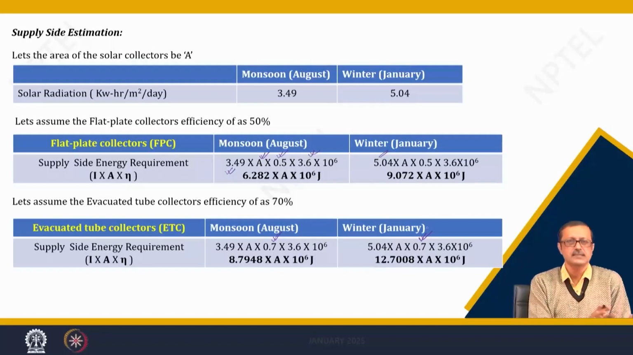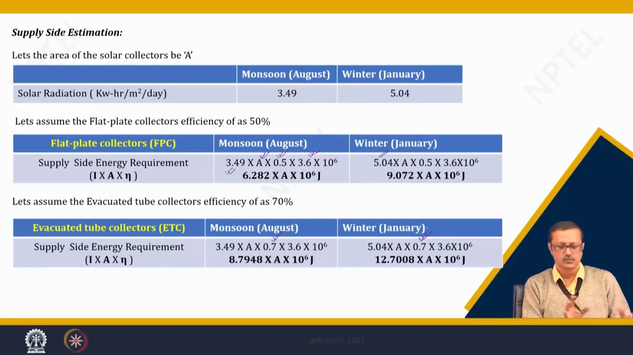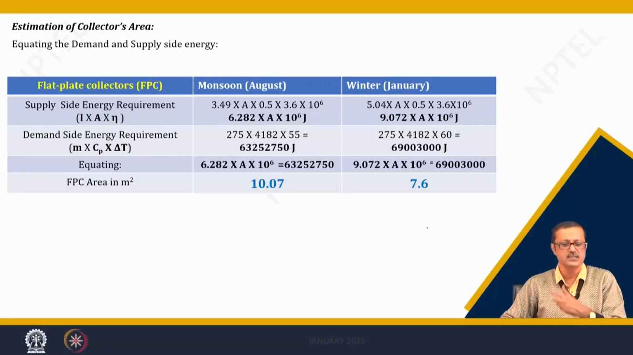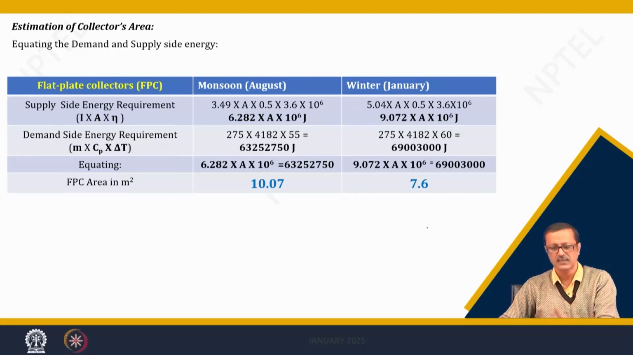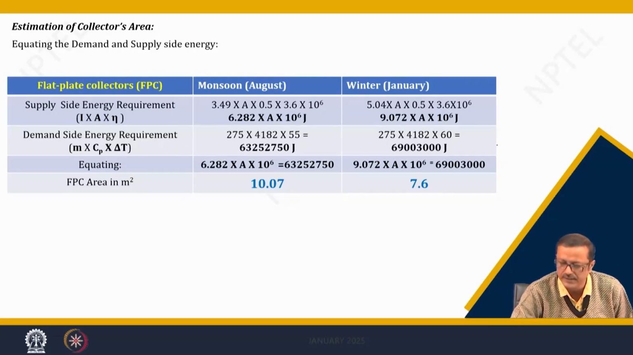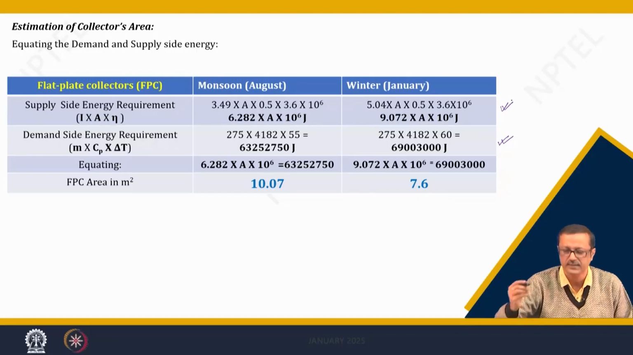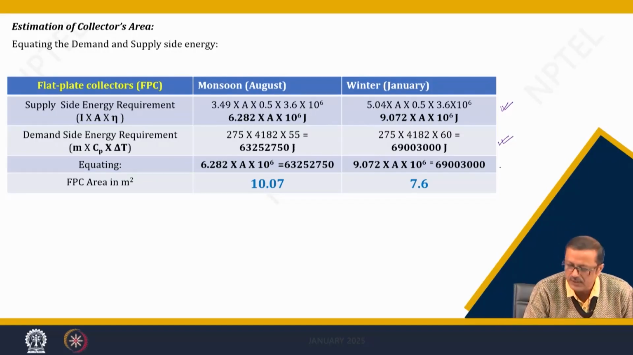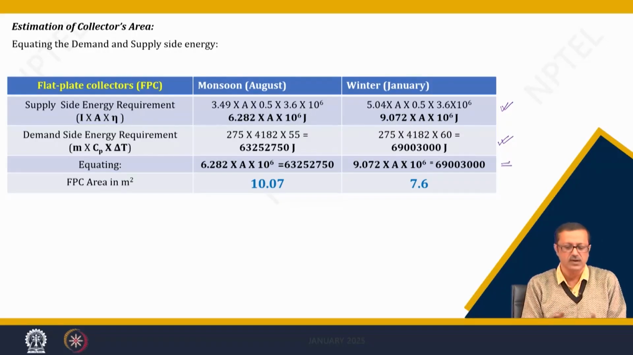Now my supply side and demand side equations are both ready, and the only unknown is A, so I can find out A. First, I estimated the collector area from the FPC point of view. I equated the supply side and the demand side equations. This is the demand side that we generated in the very first slide, and this is the second slide, where the supply side energy equation is generated. I equated them, this is the equation, and then I got the areas.